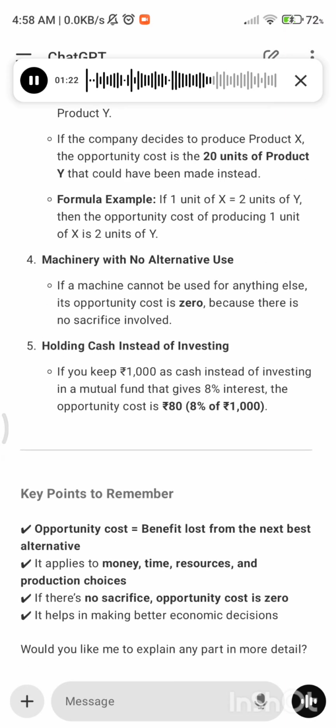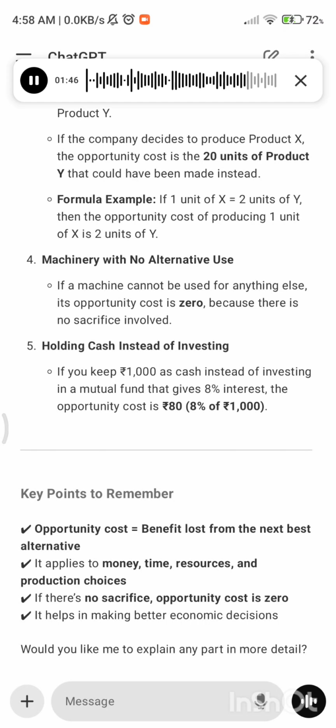4. Machinery with no alternative use. If a machine cannot be used for anything else, its opportunity cost is 0, because there is no sacrifice involved. 5. Holding cash instead of investing. If you keep 1,000 as cash instead of investing in a mutual fund that gives 8% interest, the opportunity cost is 80, 8% of 1,000.